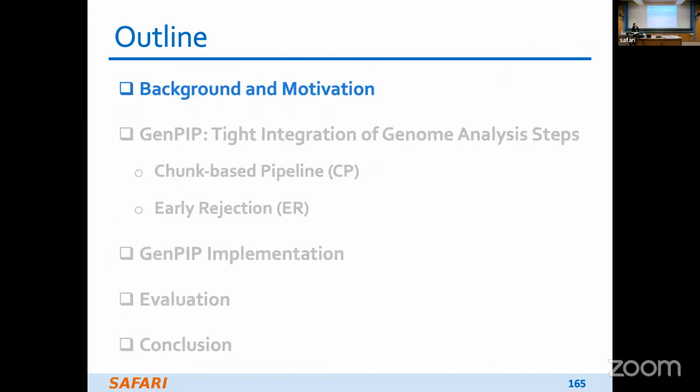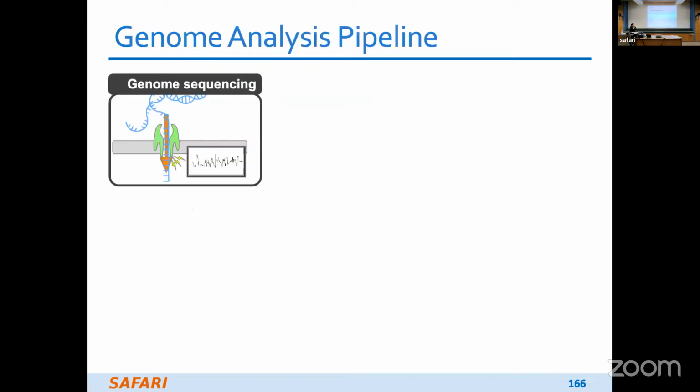So I will first go through the background and motivation of this paper. And this is the figure about the genome analysis pipeline. First of all, we have the DNA here. The DNA string goes through the nanopore, and it will change the electrical signals when it goes through the nanopore, and we have the raw signal data here when the chopped DNA sequence goes through it.